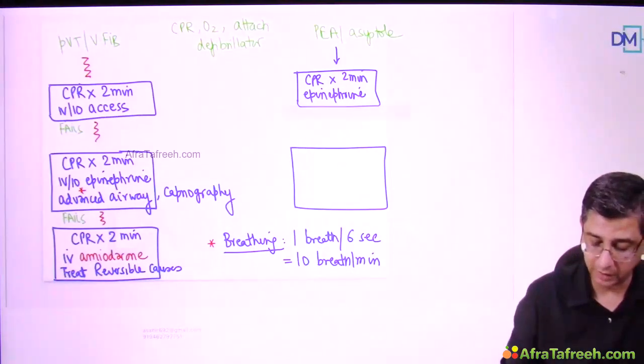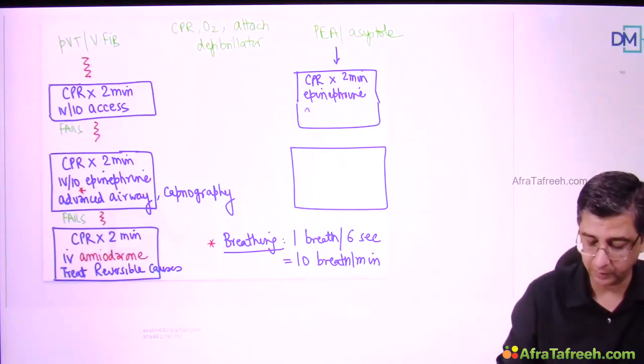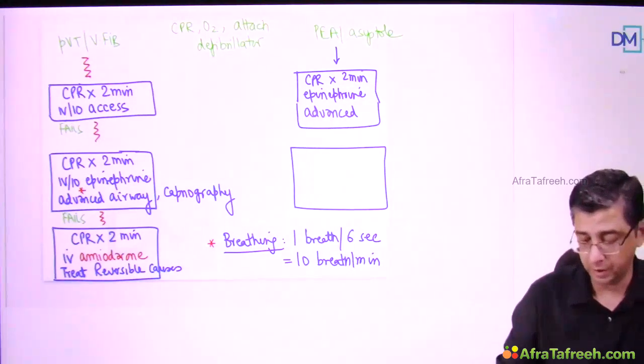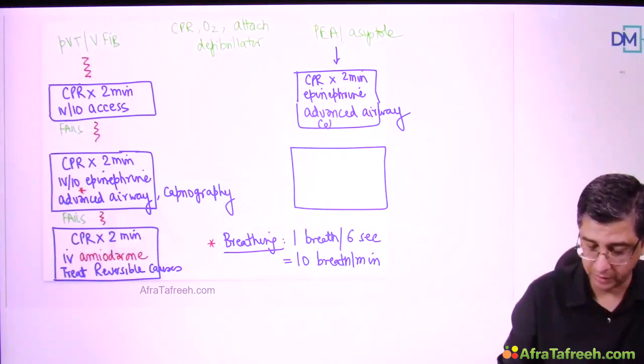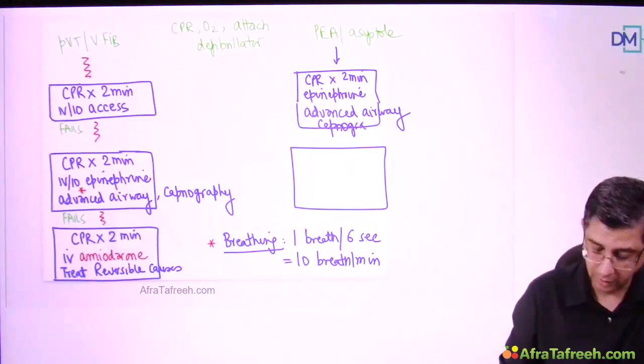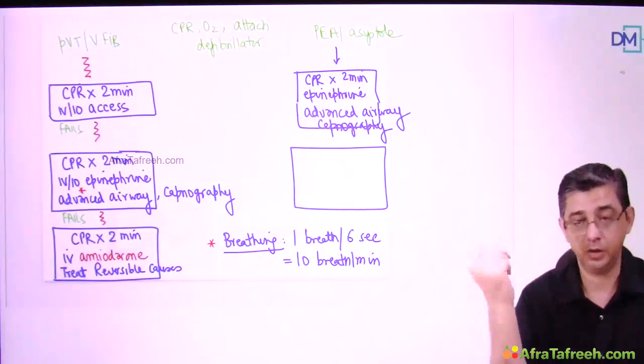Along with this, the next step is to intubate the patient. So, advanced airway with capnography. You can notice that advanced airway came in the second box on the left hand side, but advanced airway is written in the first box itself on the right hand side for non-shockable rhythms. Capnography will give you an accurate estimation of whether you are ventilating the patient properly or not.